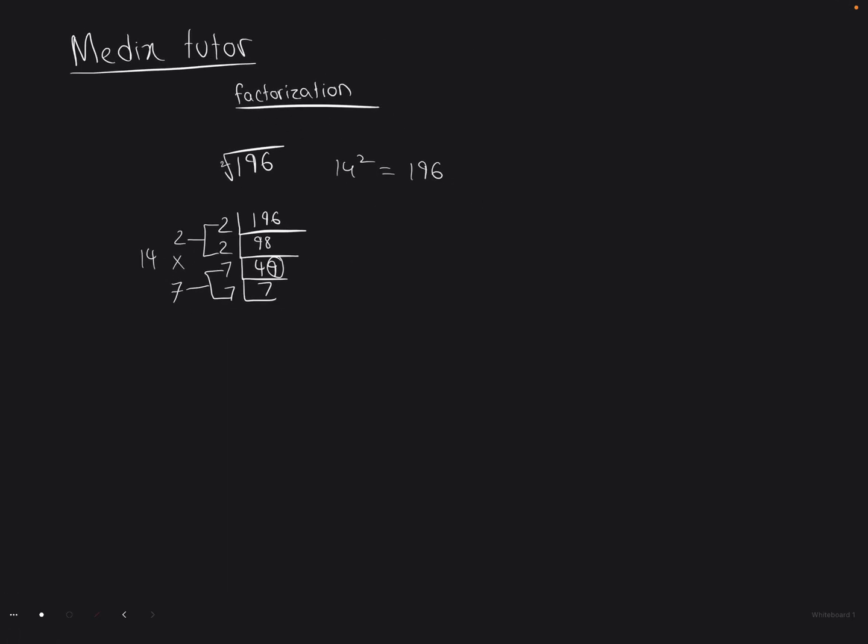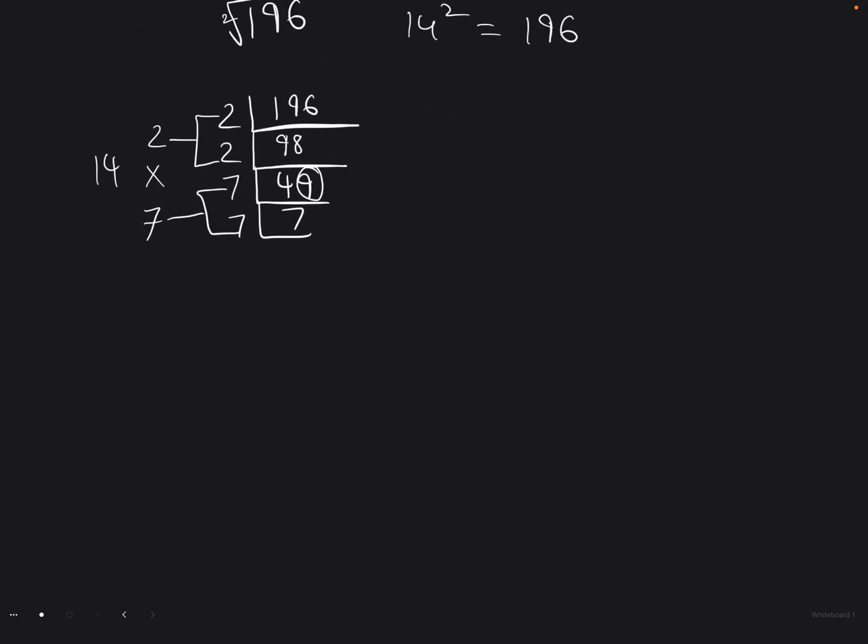Another question we could try solving is 484. For this question, we would divide it by 2 first, which gives us 242. And then we can keep dividing it by 2 until we get to 121. Now, once we're at 121, we can see that this is no longer divided by 2.